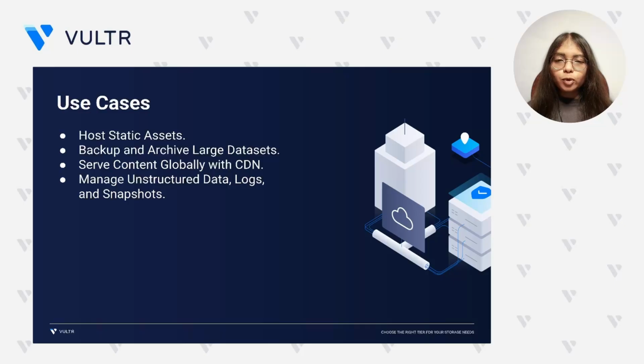These capabilities support a wide range of real world use cases. You can host static assets like images, HTML, or JavaScript files for fast website delivery. You can back up and archive large datasets, especially for compliance needs. Please check out our Tech Talk on automating files and data backups with Vultr Object Storage linked above in the info card. Global teams can serve content faster using CDN integration. And you can even store unstructured data like logs, media files, and snapshots at scale on Vultr Object Storage.